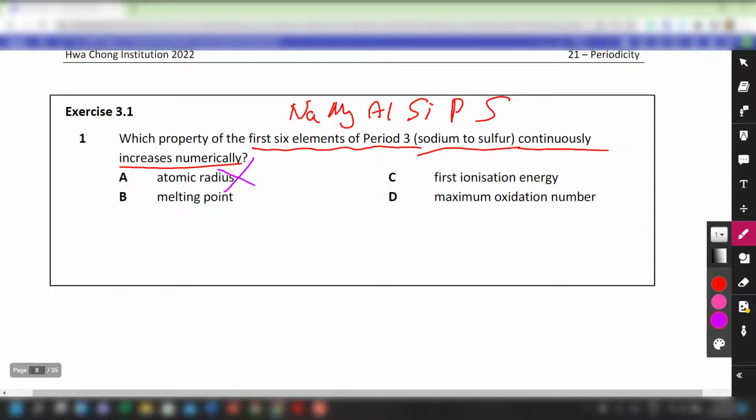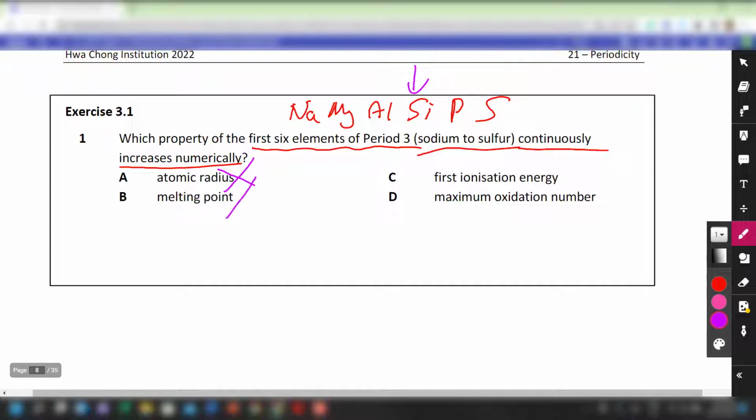What about melting points? Okay, for melting points, the trend is not a general increase, because as we have discussed earlier on, silicon will have the highest melting point. So it will increase from sodium to magnesium to aluminium to silicon, and then after that, when we go to phosphorus, which exists as P4 molecule, and sulfur as S8 molecule, it will decrease drastically. So for melting point, it does not increase continuously. Okay, so this is incorrect as well.